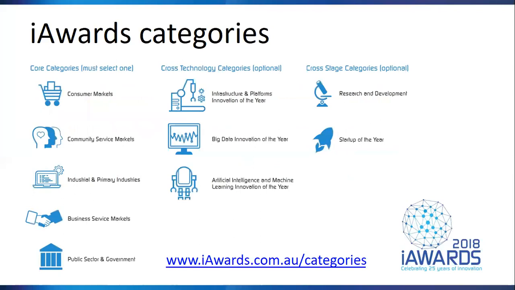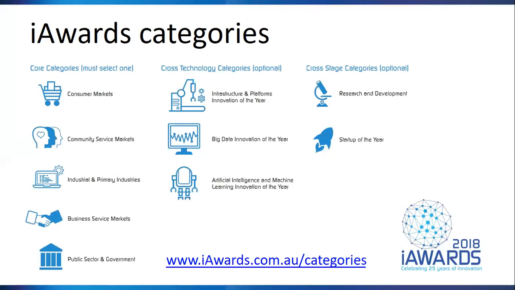So under our core market category, you've got one of five to choose from. So you've got consumer market, community services market, industrial and primary industries market, business services market, and public sector and government market. So if you're wondering, I'm not too sure where I best fit, just think about who is the end user of your innovation, and who the solution is being served for. So that's where you should really enter.